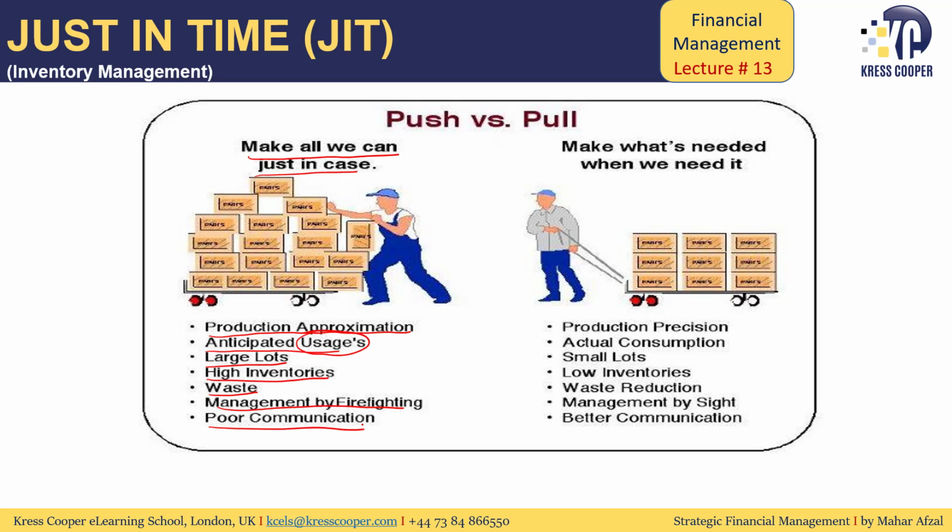On the other hand, in the pull type manufacturing system, they are very precise in production, because production is based upon the actual demand and actual consumption. Lots are small, and inventories are low because they are producing against orders, so they maintain no inventory or very low inventory. Better communication is there, and lesser wastage is there.